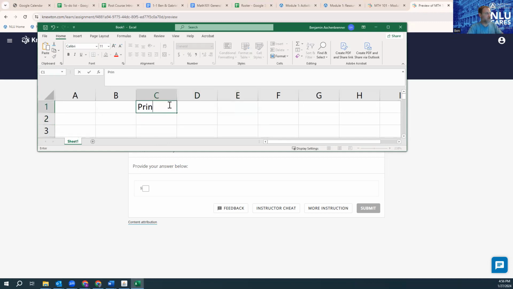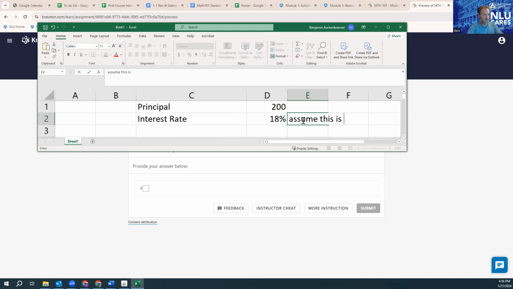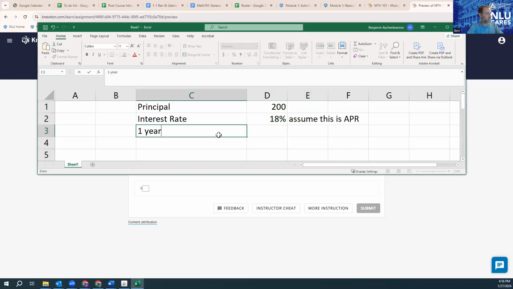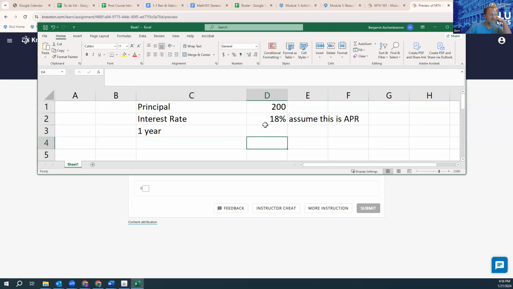So I know that my principal is 200. My interest rate is 18%. And I'm going to assume, and so then I need to do 1 year. All right. So if this was compounded annually, and again, assuming this 18% is annual, it would just be 200 times 1.18. Remember the multiplier process: start at 100%, add 18%, you get 118%. So this would be the answer. But it's not.